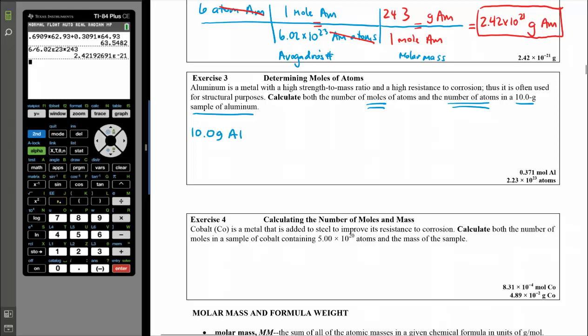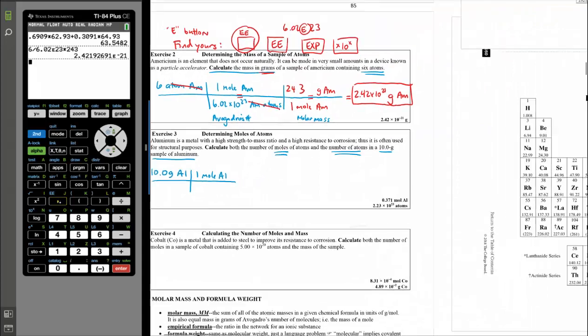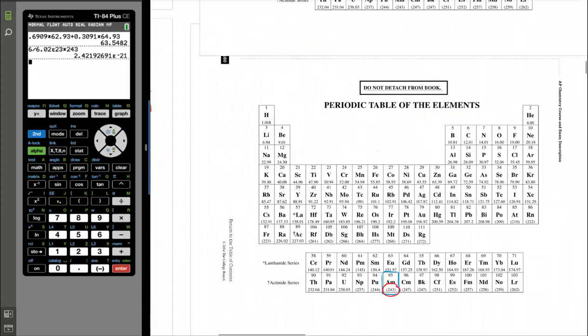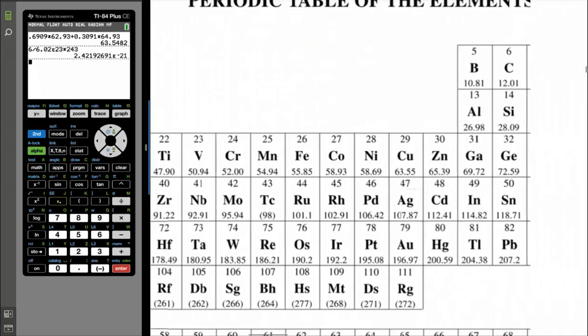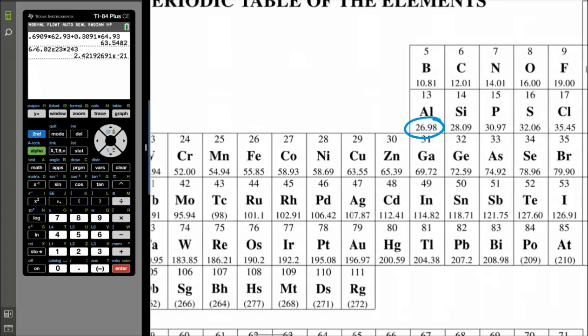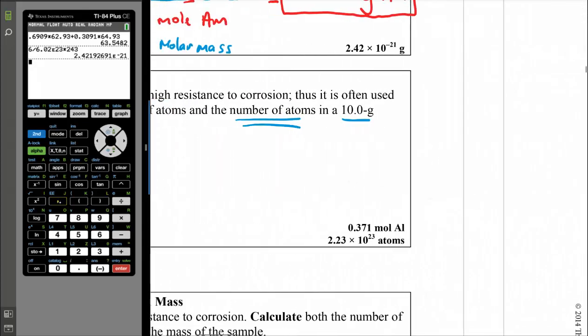Well, that's kind of like our mole map from before. We're going to get to moles by converting grams and moles, relating them to each other. And I go to my periodic table for aluminum. 1 mole of aluminum has a mass of how many grams? Well, I think you'll find it over here. Okay. Here it is. 26.98 is our molar mass of aluminum. That's grams per mole. So back to my math.